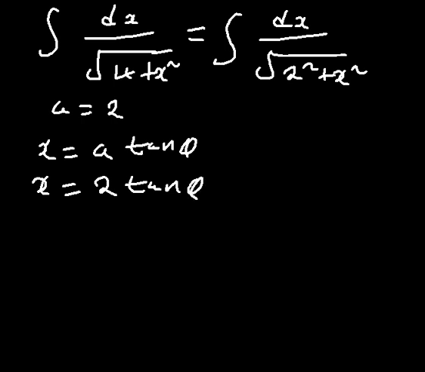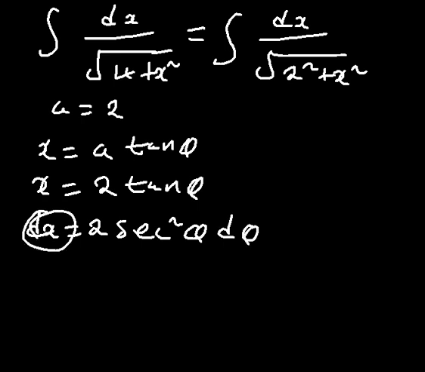We should have that. And now from there we should have the derivative of x. So what is that? We'll have dx equal to 2 times, what is the derivative of tan theta? That is sec square theta d theta. That is the derivative of x.